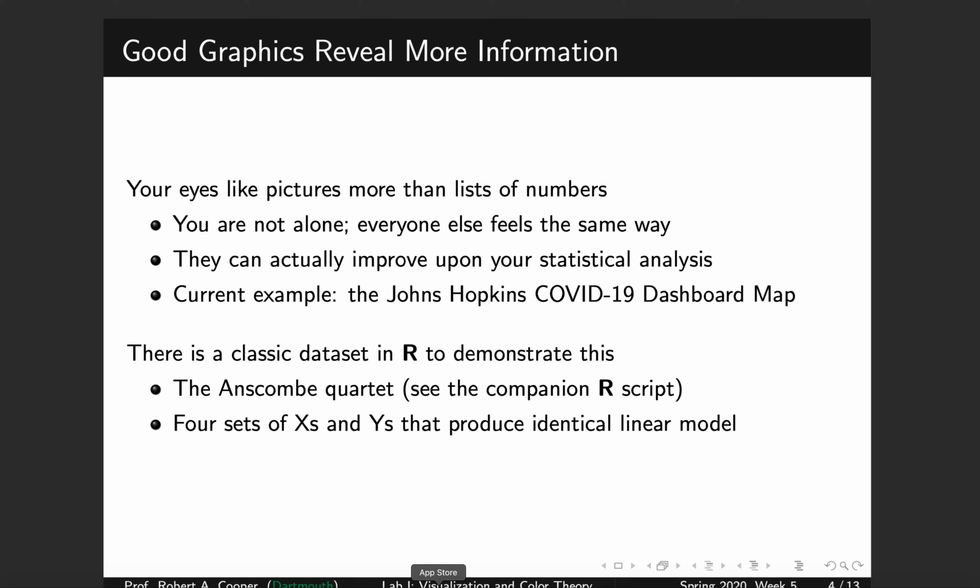There's a classic data set, and it exists natively in R to demonstrate this. It's called the Anscombe quartet. Four sets of X's and Y's that if you were to run a linear regression on them, you would get the same effects of the X's on the Y's. And yet, if you were to look at them in a visualization, you would see that the patterns are actually very different, and that there would be different prescriptions for further analysis based on actually seeing the visualization.